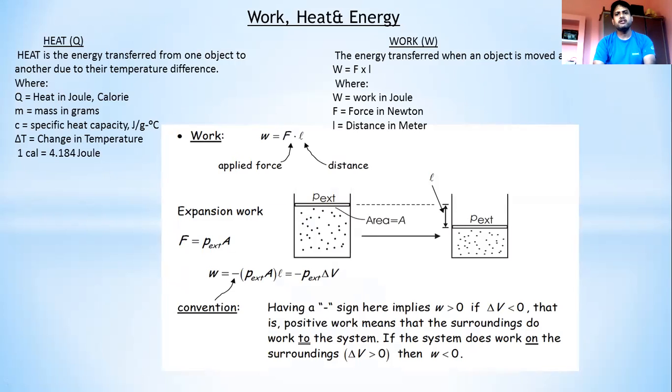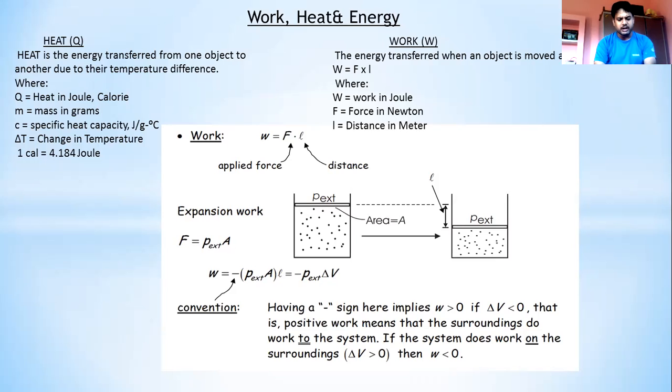What is work? The energy transferred when an object is moved against a force. Work done equals force into displacement, where W equals work in joule, F equals force in Newton, and L is the distance in meter. Consider a system: a hollow cylinder, and in the cylinder there is a piston which is frictionless and weightless.